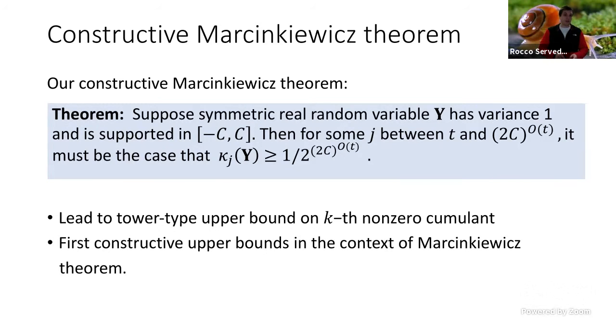We searched the literature a fair bit before rolling up our sleeves, I should say, India and Shrey rolling up their sleeves to actually prove this constructive Marcinkiewicz theorem. We weren't able to find results of this form in the literature. I think it's a natural question whether you can perhaps do substantially better. It may be the case that under different assumptions, you can get a much stronger quantitative conclusion about how far up you have to go in order to get these non-zero cumulants.